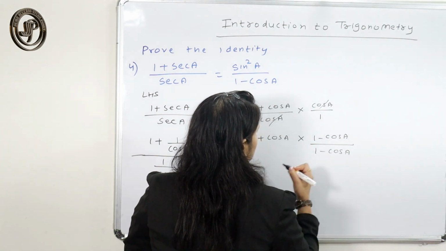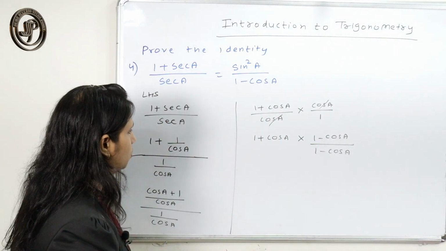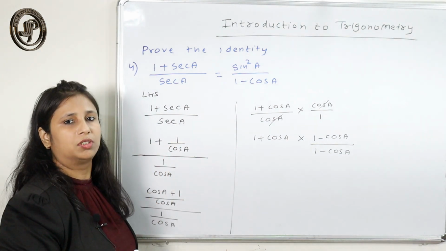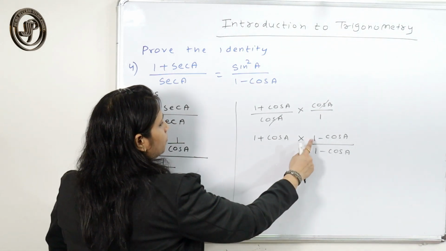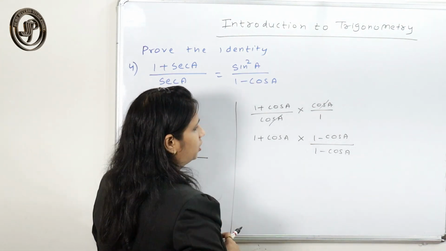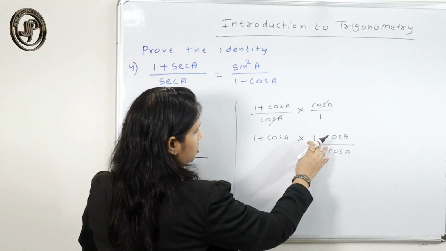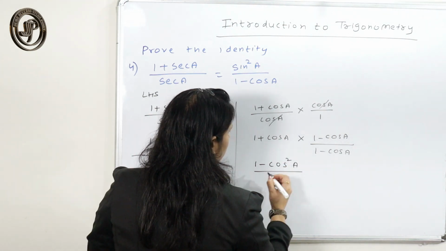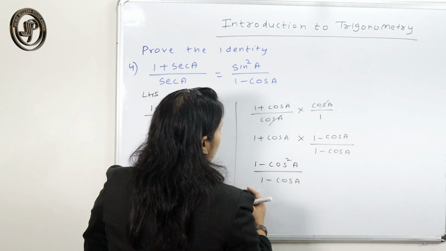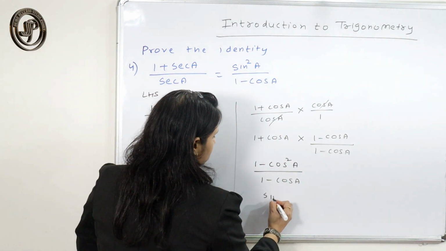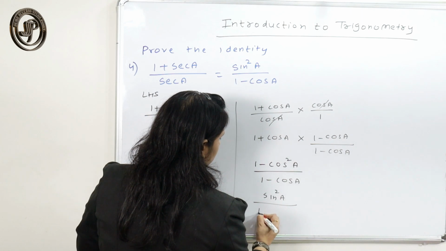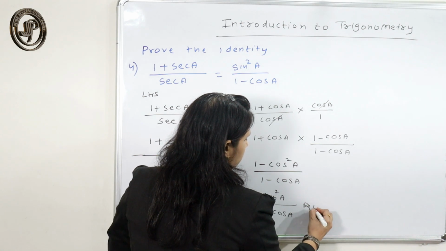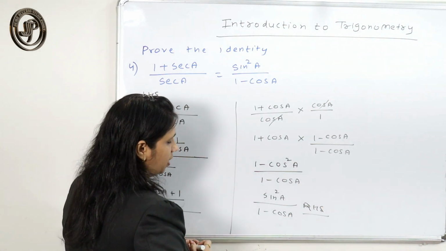This is the important step that only you will know after practicing. So you need practice for those type of questions. So 1 plus cos A, 1 minus cos A upon 1 minus cos A. I just rationalize with the conjugate of this. So I get 1 minus cos square A in the numerator and 1 minus cos A. 1 minus cos square A, I can write sin square A. How? Because of the identity, sin square A plus cos square A is equal to 1. So that is my RHS, what I need to prove.